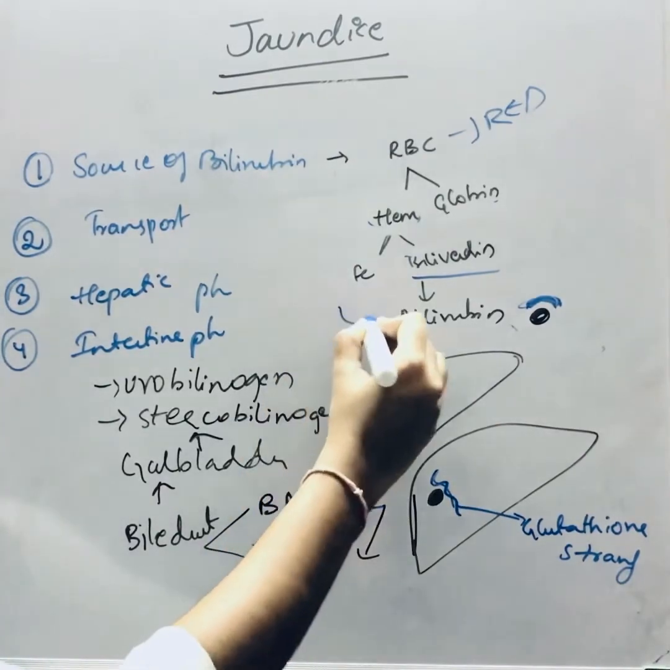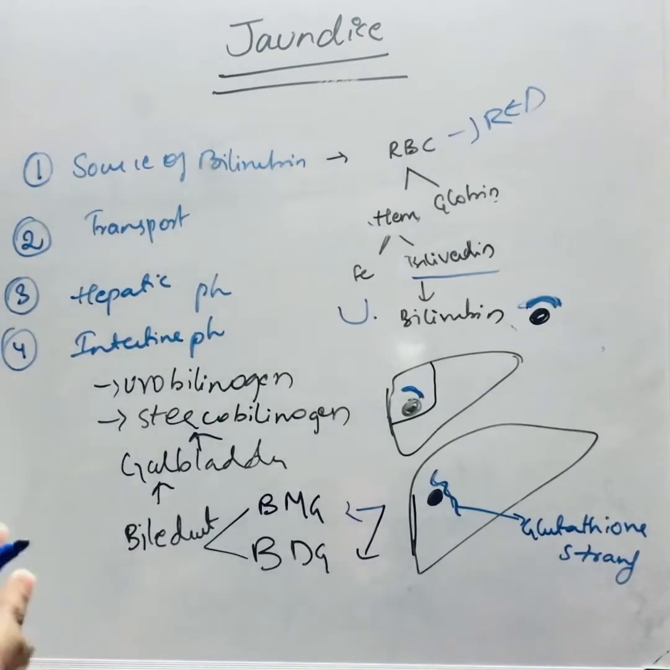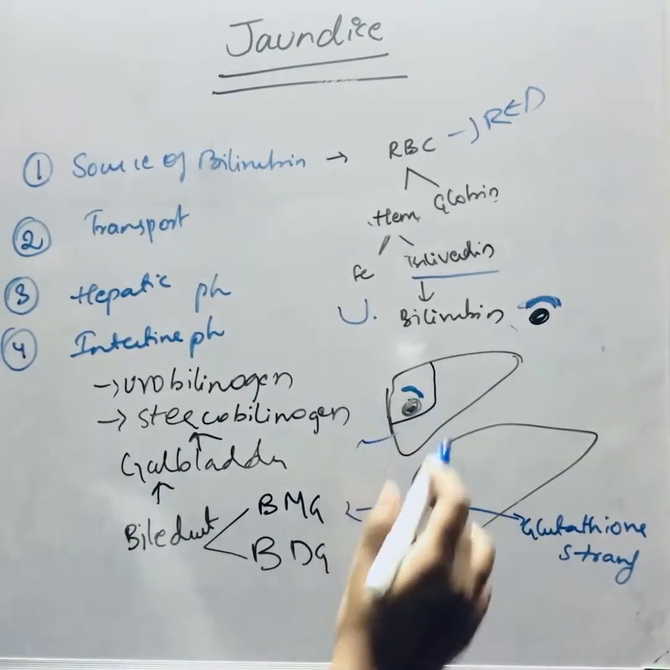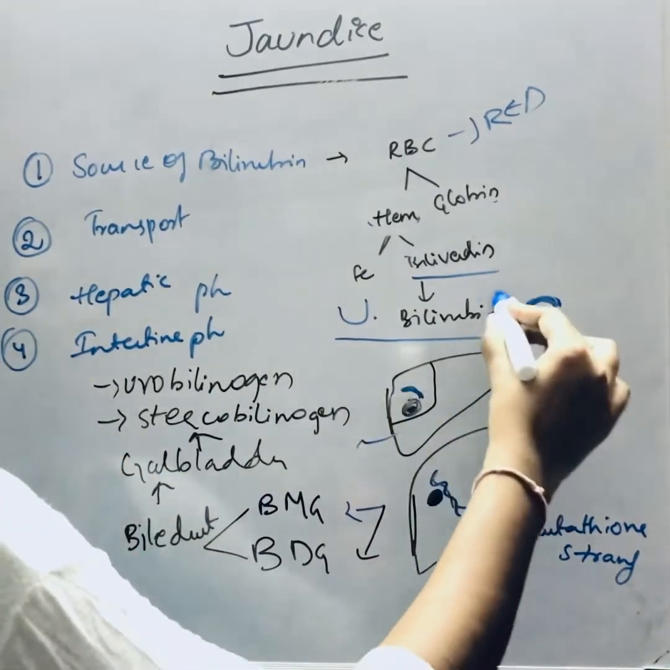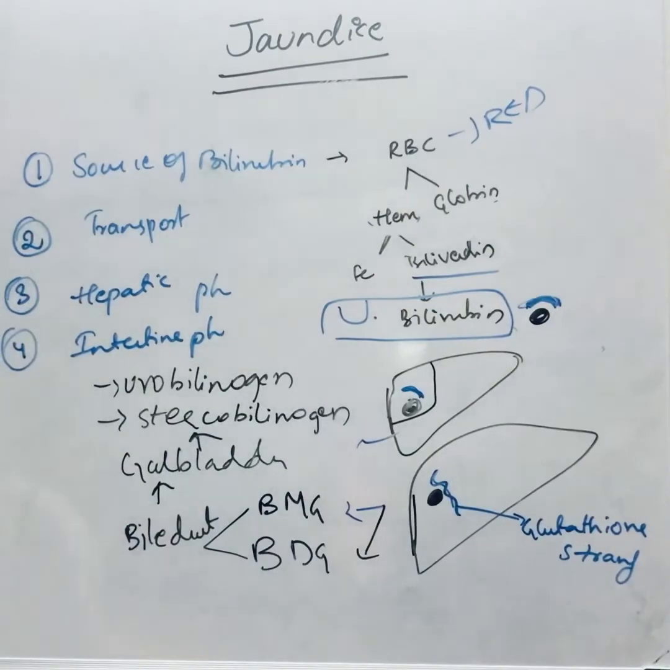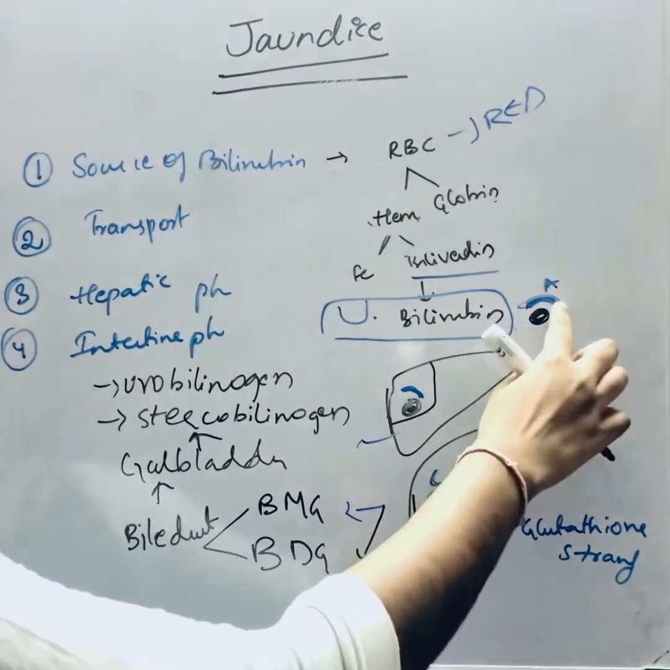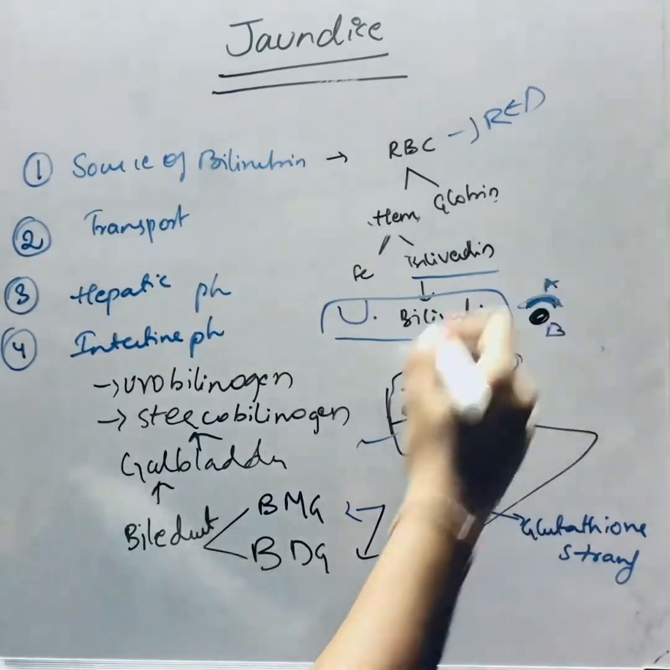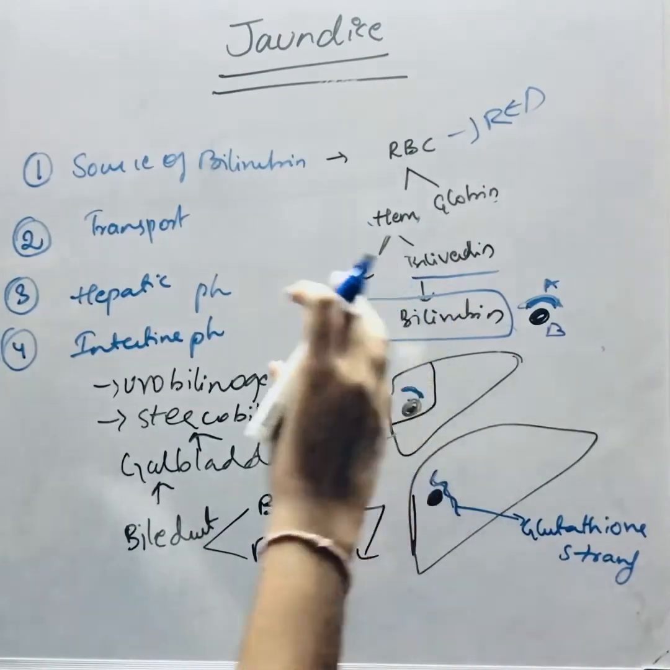Unconjugated means it is water insoluble. To make it water soluble, that is the conjugated form, it has to enter the liver. For transportation, this unconjugated bilirubin combines with albumin. This is the albumin particle, which combines with the bilirubin. Now this complex enters into the liver.